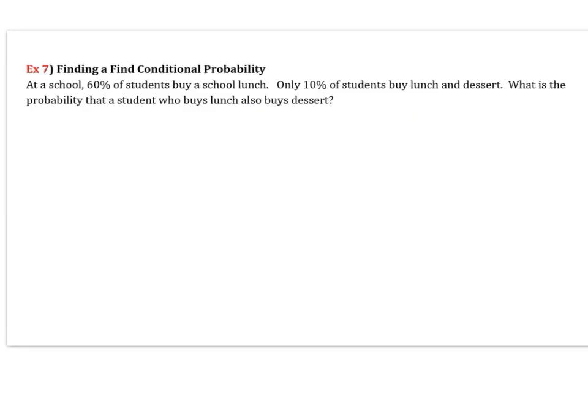All right, so finding conditional probability, knowing this new formula, let's try it out. At a school, 60% of students buy a school lunch. Only 10% of the students buy lunch and dessert. What's the probability that a student who buys lunch also buys dessert? So event A, we will define as buys lunch. Event B, we will define as buys dessert.